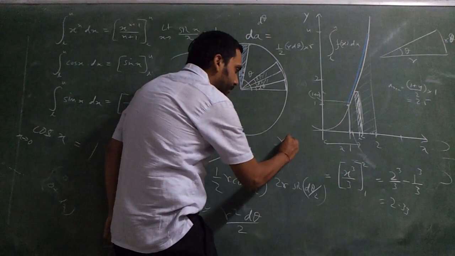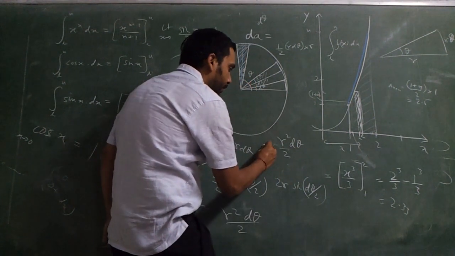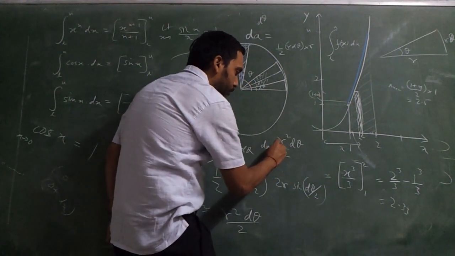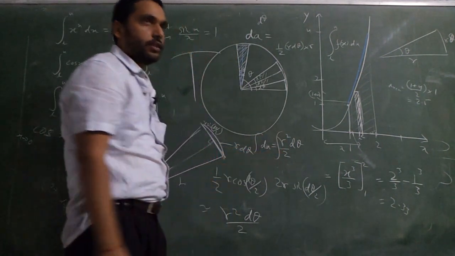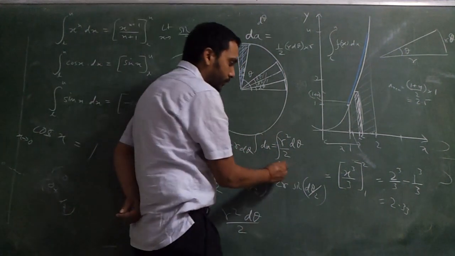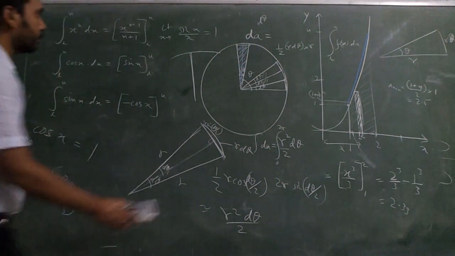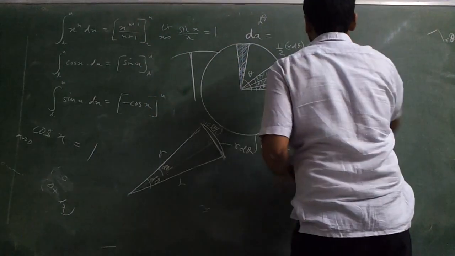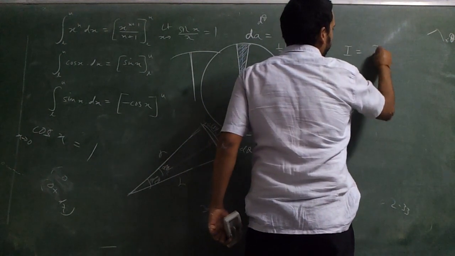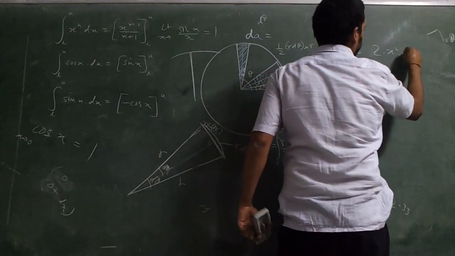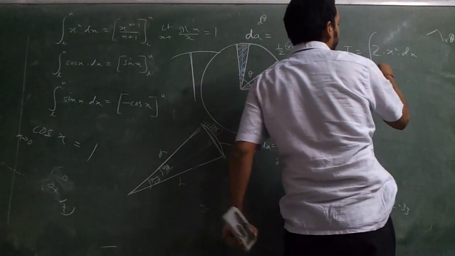Integrated. It is r square d theta by 2, a small area dA. The total area would be integration of this. Theta going from where to where? 0 to 2 pi. Now, if you integrate something, just may I rub it off? If you integrate 2 times x square, say dx, this 2 is a constant, you can take it out of the integration.